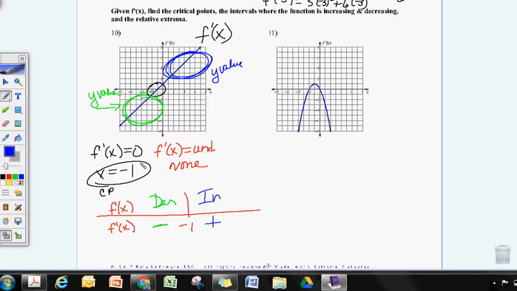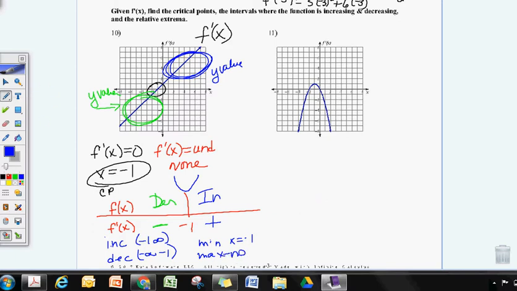So, critical points labeled. Interval where the function is increasing and decreasing, it is increasing from -1 to infinity. It is decreasing from -infinity to -1. And my min and my maxes, I see decreasing to increasing. It has a minimum at x equals -1, and there is no maximum.